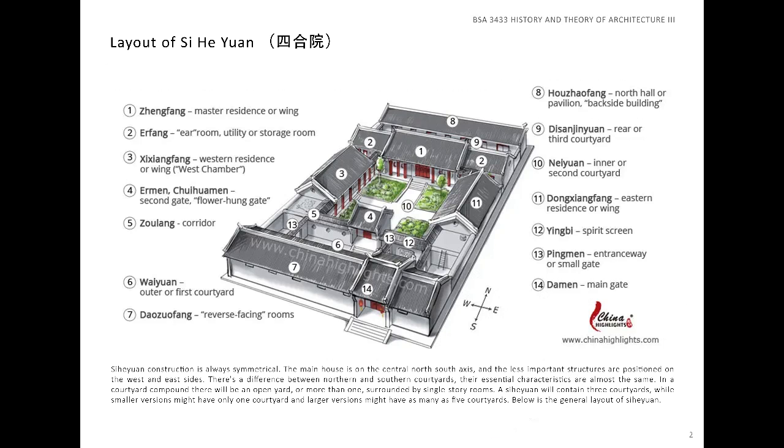四合院 construction is always symmetrical. The main house is on the central north-south axis, and the less important structures are positioned on the west and east sides. A 四合院 will typically contain 3 courtyards, while smaller versions might have only 1 courtyard and larger versions might have as many as 5 courtyards.